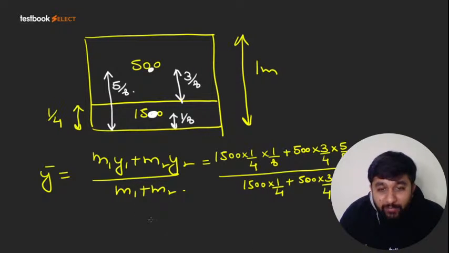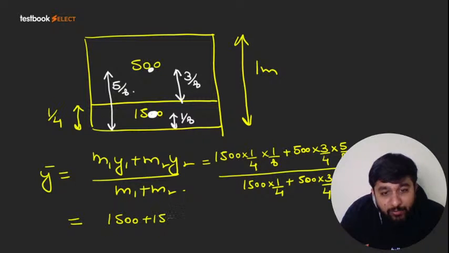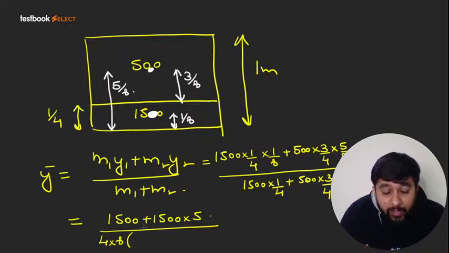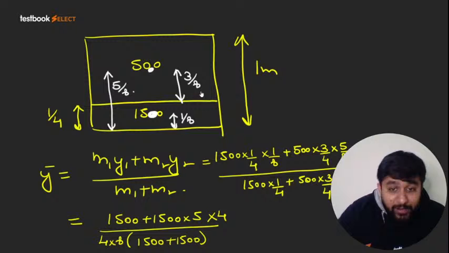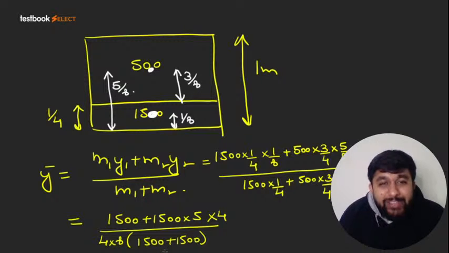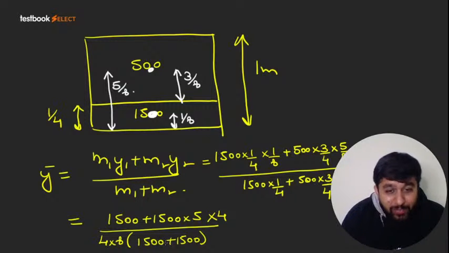Now, I think when we solve this, we will have 1500 plus 1500 into 5, and in the numerator 4 into 8 is common. Then 1500 plus 1500, and in the numerator 4 is common, which will go up, right? And M1 plus M2 is nothing but the total mass, that is 750 kg.